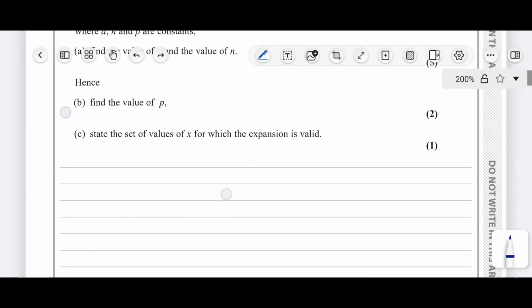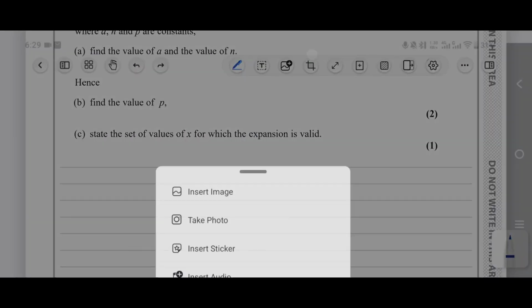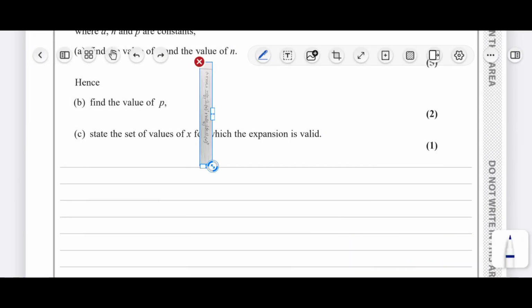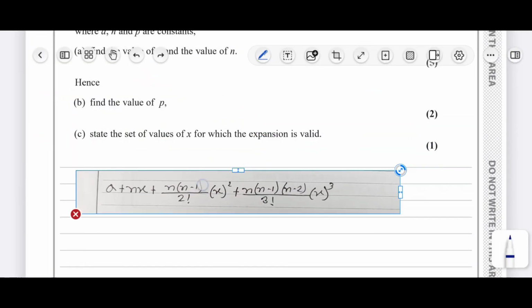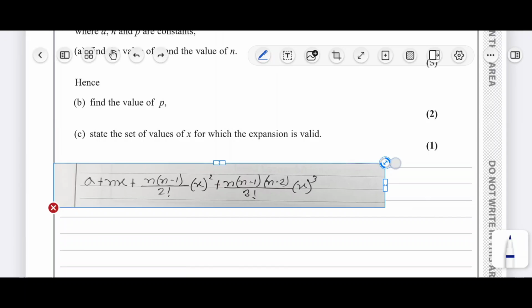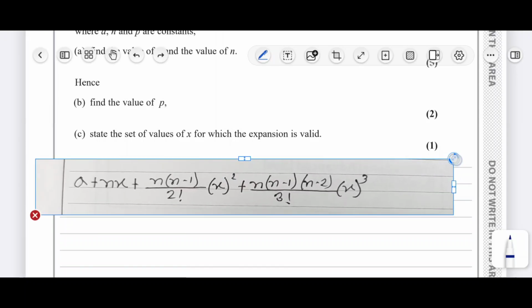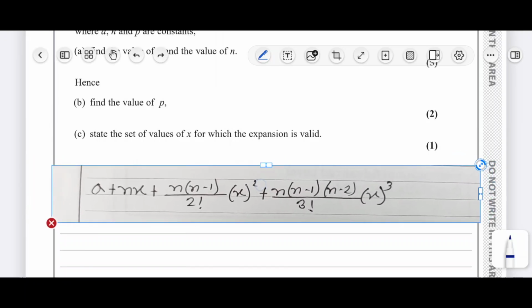Here we have to use the binomial expansion formula. This is the binomial expansion formula. We will use this formula to solve this binomial expansion here.